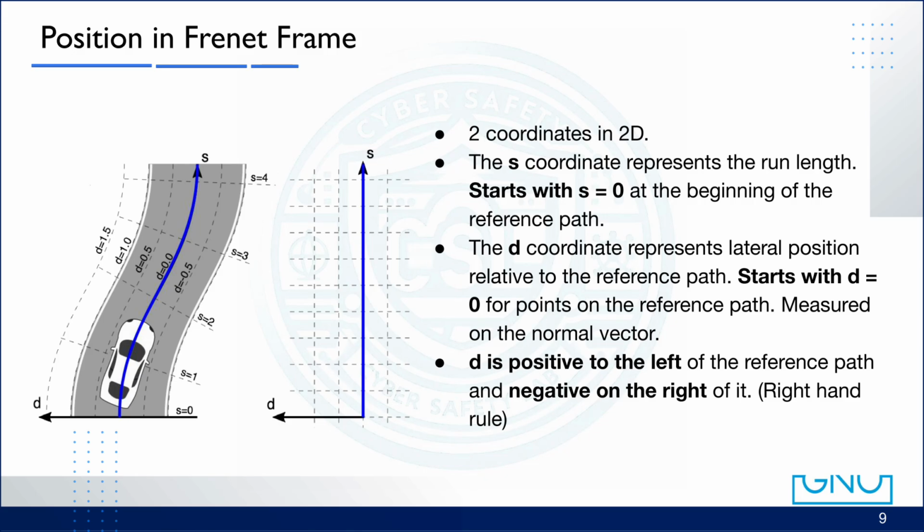not a straight line. On the other hand, the D coordinate describes the lateral offset, that is, how far the vehicle is from the reference path sideways. When the car is perfectly on the center line, D equals 0. If the car moves to the left side, D becomes positive, and if it moves to the right side, D becomes negative, following the right-hand rule convention. In short, S tells us how far the car has gone, while D tells us how far it is from the center line. Together, they form an intuitive and compact way to describe motion along a curving track.